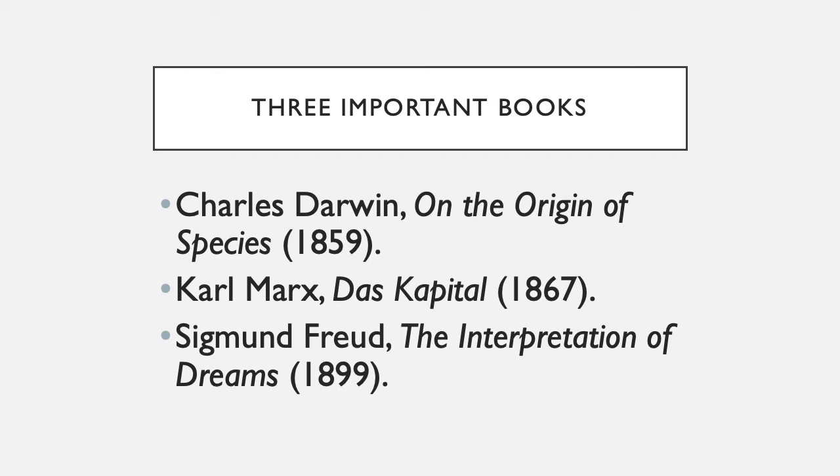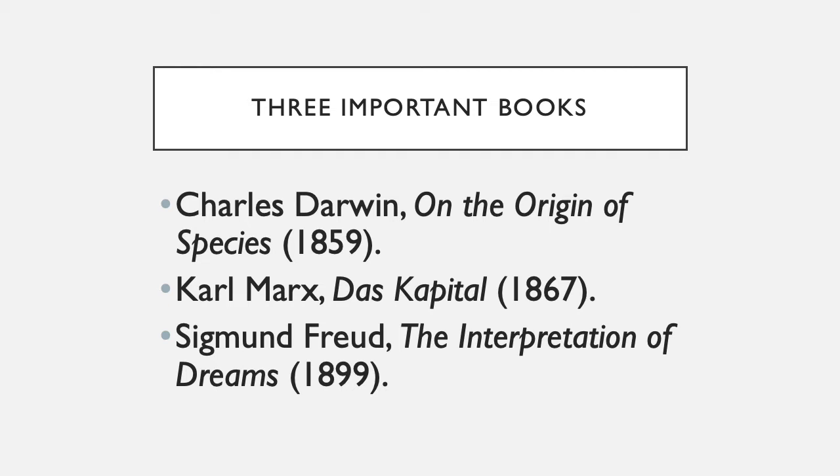The first one is Charles Darwin's On the Origin of Species, which of course introduced his theory of natural selection and of evolution. And this is still challenging to many people today, because it questions, where did humanity originate? Where do we come from?